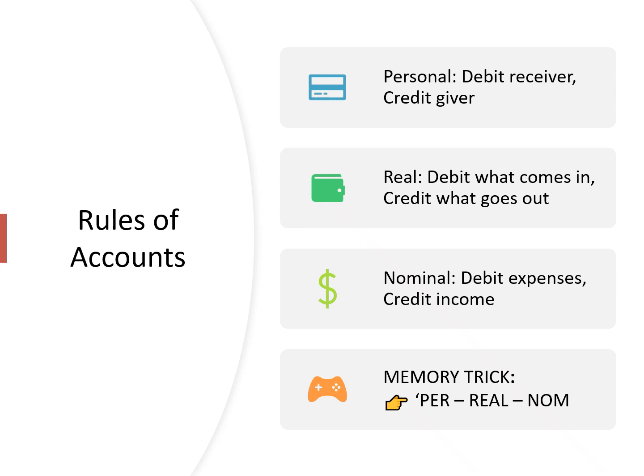Now, remember this trick. To remember what each account means, this memory trick can help you: PERINOM, which means personal, real, nominal, in that order. So if you're able to remember PERINOM, you remember that we have three accounts: personal, real, and nominal.